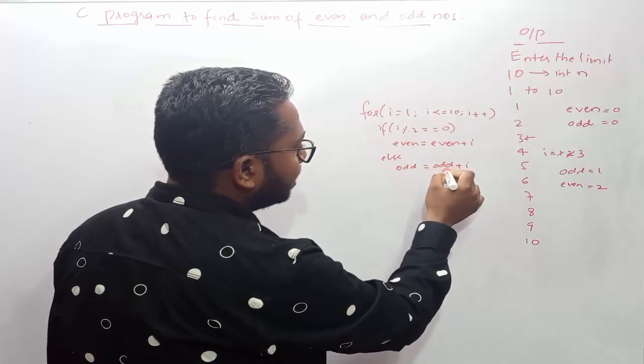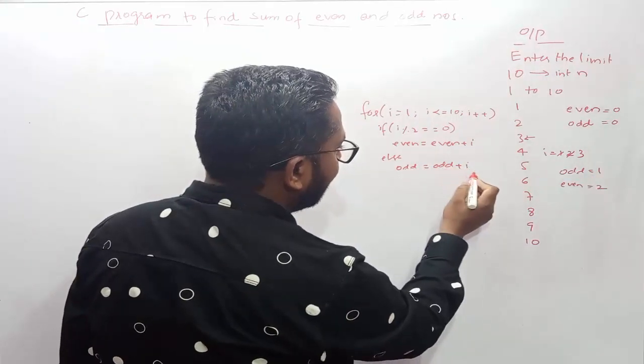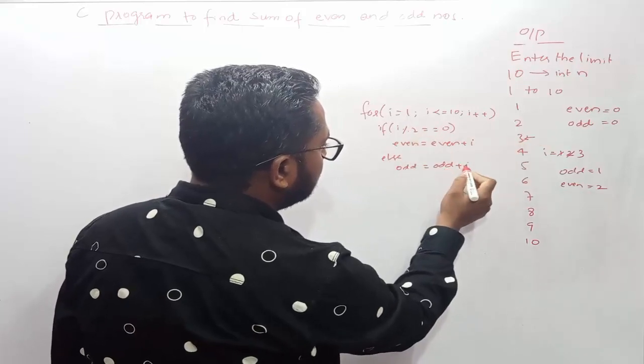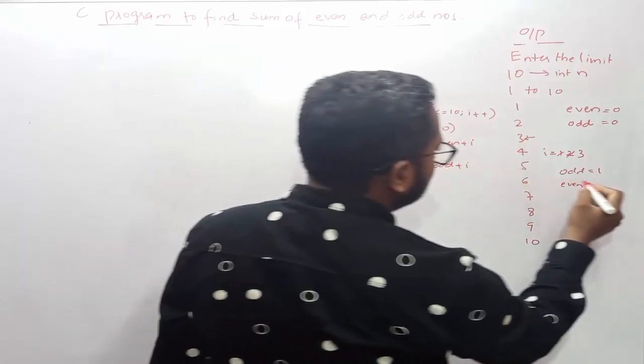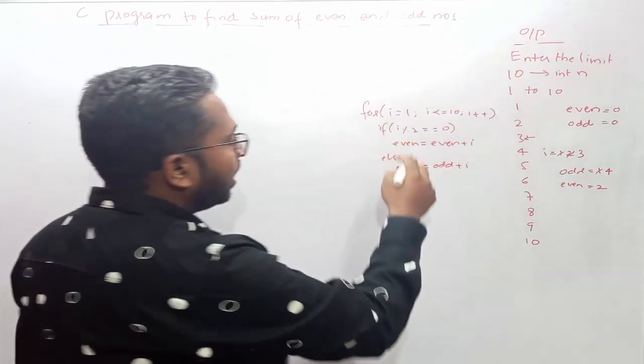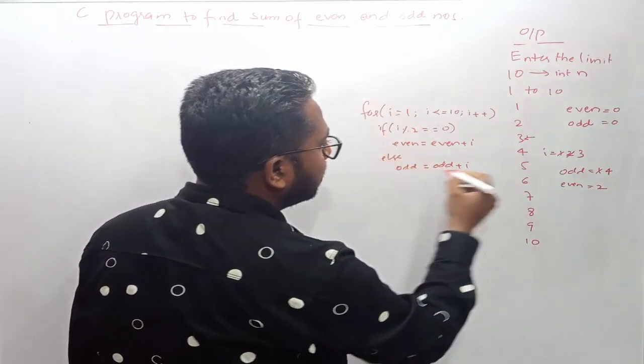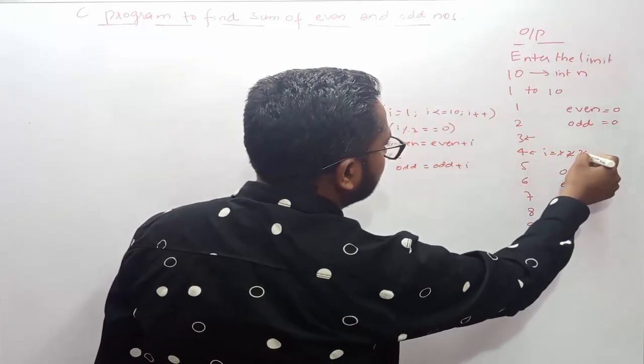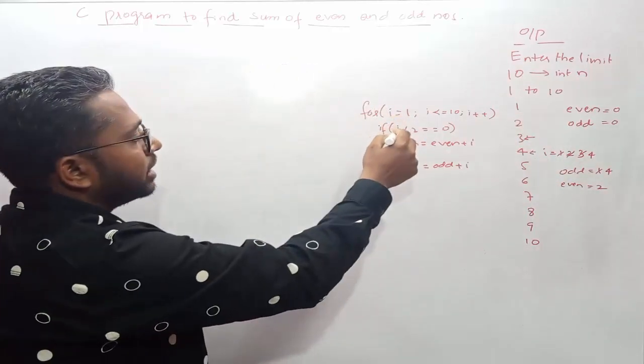That means odd is what? Odd is 1. 1 plus I is what? I is 3. So 1 plus 3. Now odd becomes 4. Now again the value of I gets incremented by 1, and now the I value will become 4. Okay, now we'll check.